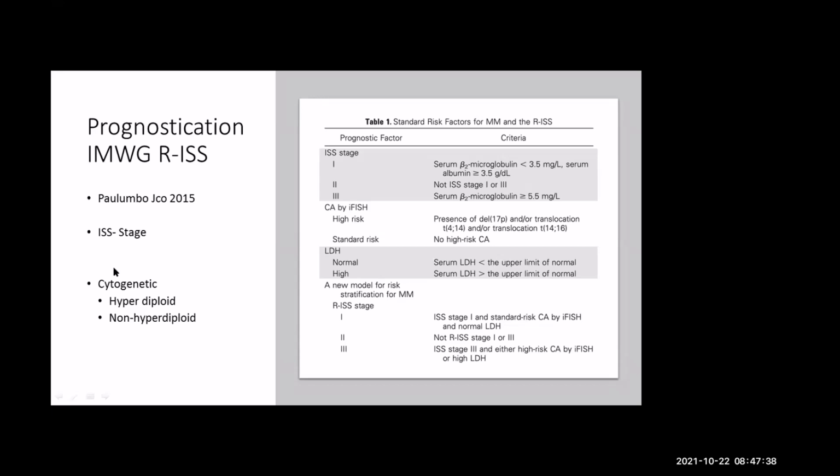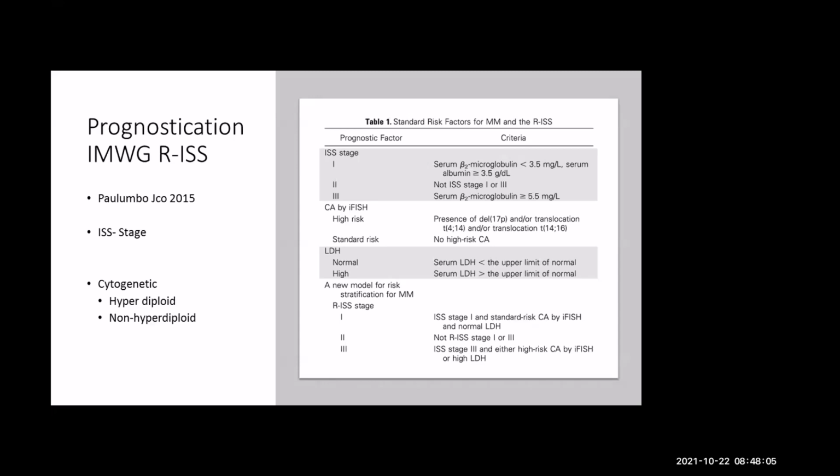The other component which is used in this staging system is cytogenetics. So basically, cytogenetics in multiple myeloma: myeloma is classified as hyperdiploid myeloma and non-hyperdiploid myeloma, and other myeloma. These are basically different forms of myeloma which are there right from the beginning. So either it will be hyperdiploid or non-hyperdiploid, and it will have an IGH translocation or not. So these are the things which don't change with time.